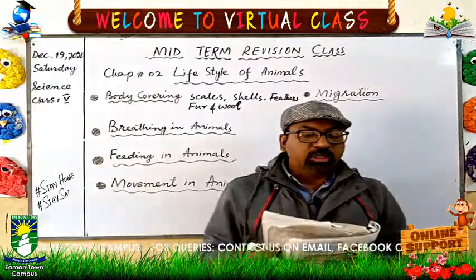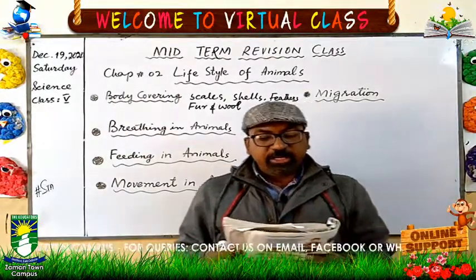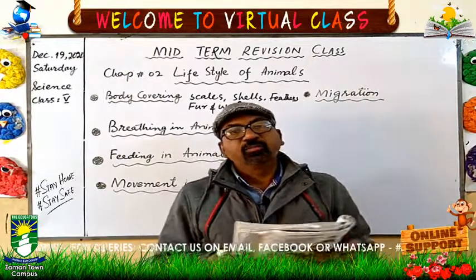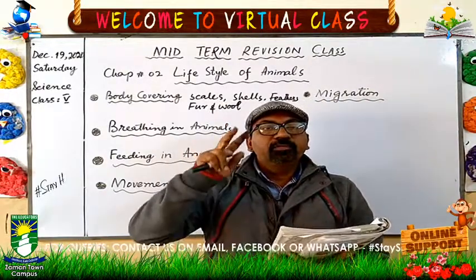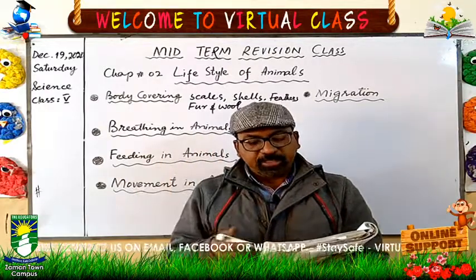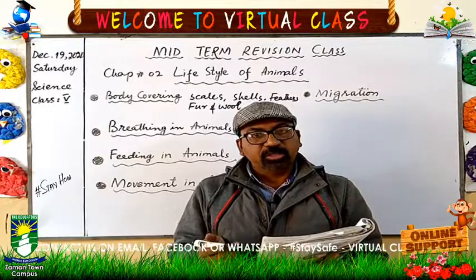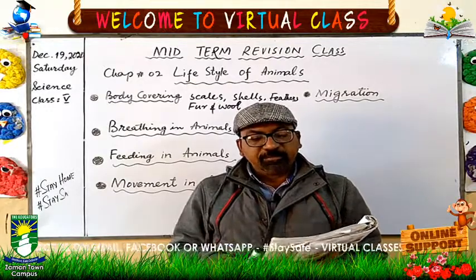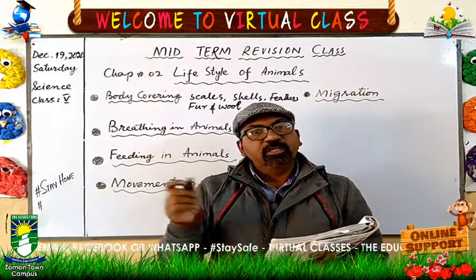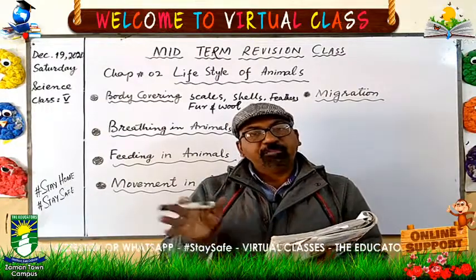Next is water animals. Water animals have flippers, they have tails, they have fins for movement. Like the turtle, they have flippers on their body. These limbs are modified in the form of flippers, and these flippers help in movement.